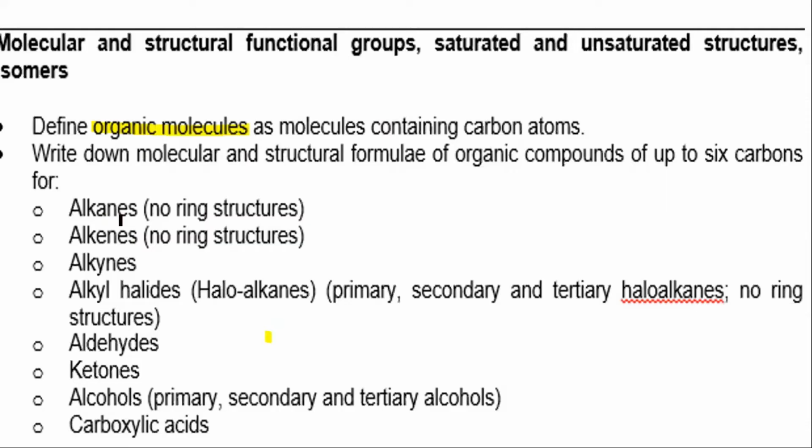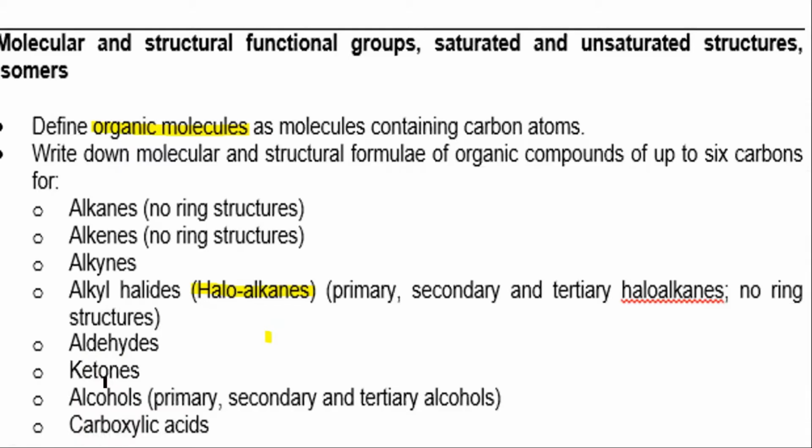Now, the homologous series that we are going to focus on are our alkanes, our alkenes, our alkynes, our alkyl halides, what we also refer to as haloalkanes. Then we look at aldehydes, then we will look at ketones, and then we will look at alcohols, and we will also look at carboxylic acids.